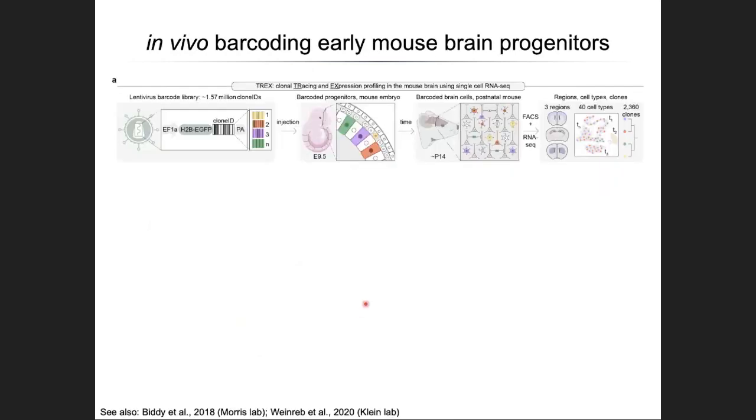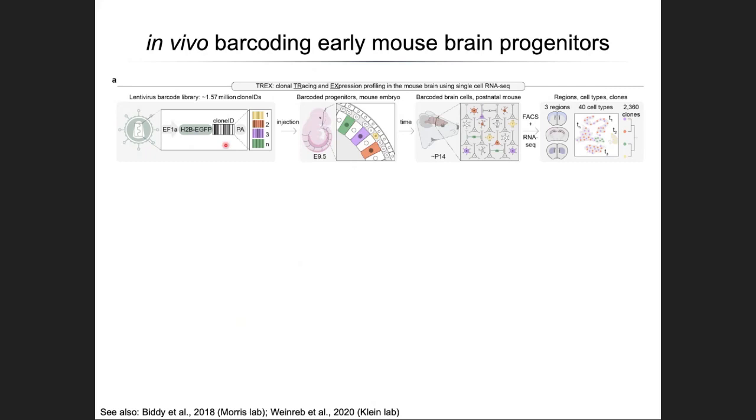So our contribution to this area is an approach that we call TRACS, and this stands for clonal tracing and expression profiling in the mouse brain using single-cell RNA-seq, and relies on a lentivirus library similar to what Klein described or SMF Morris also was working on. It's basically a lentivirus that encodes a nuclear localized EGFP.